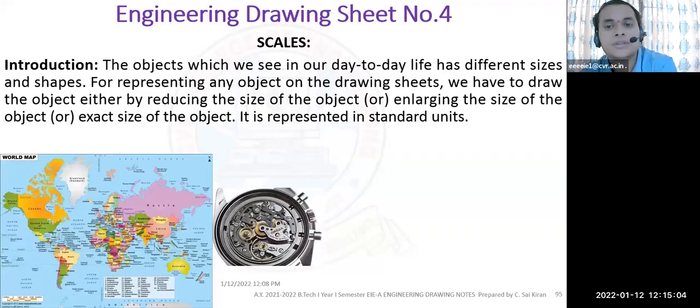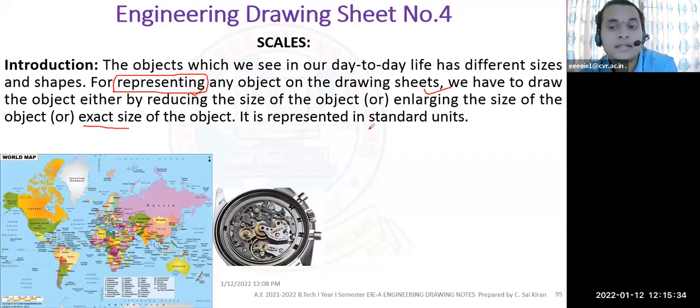The objects we see in our day-to-day life have different sizes. All the objects are not the same size or the same shape. So when we are representing any object on the drawing sheet, either we have to reduce the size of the object, or enlarge the size of the object, or else use the exact size.